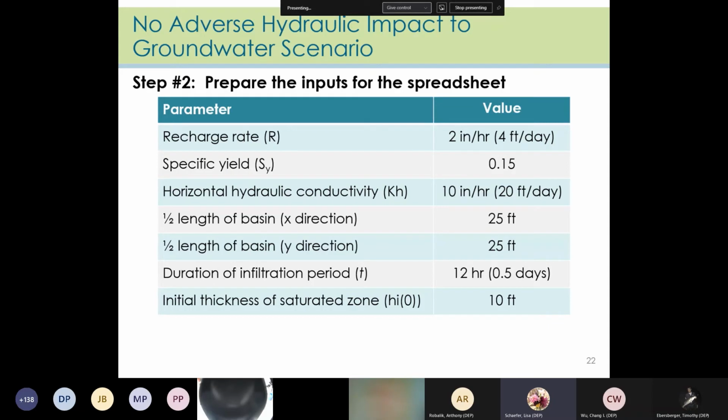Specific yield, we will use the default of 0.15. The horizontal hydraulic conductivity is 5 times the recharge rate since we are located in the coastal plain. The duration of infiltration period we calculated in step 1, and in this case we would divide by 24, obviously, to get the number of days if we're using the older spreadsheet. Now, T is less than 3 days, so we're fine. And we use the default value for the initial thickness of saturated zone of 10 feet.